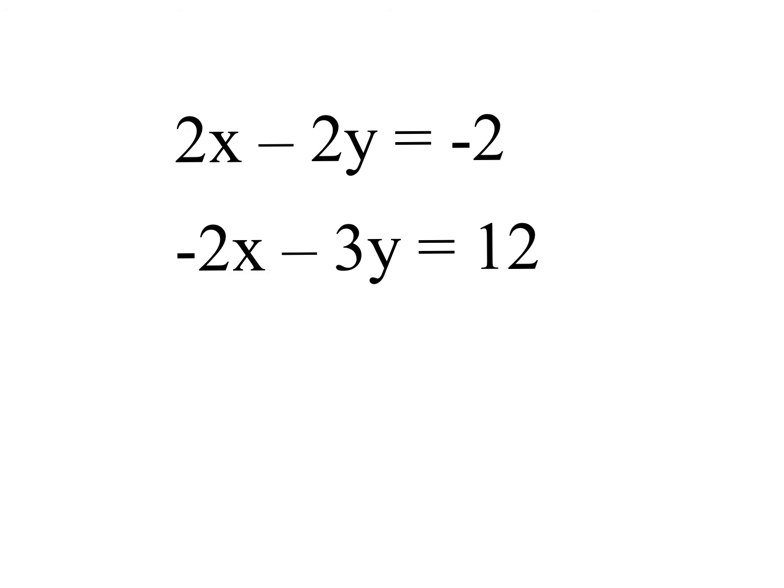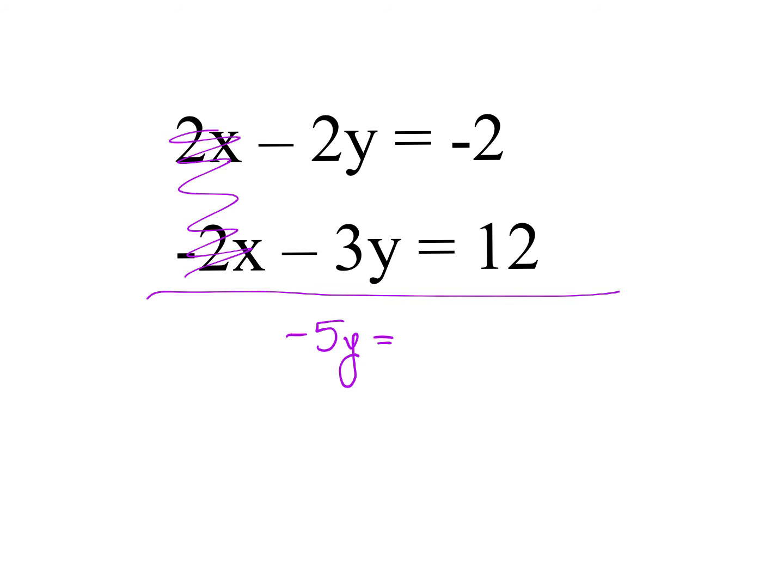All right, this one's already set up nice and pretty. What is it already set up for us to do? Eliminate the x's, okay? So 2x and negative 2x cancels out. Negative 2 and a negative 3 gives me negative 5y equals negative 2 and 12 is 10. So we're going to divide both sides by negative 5, and y equals negative 2.